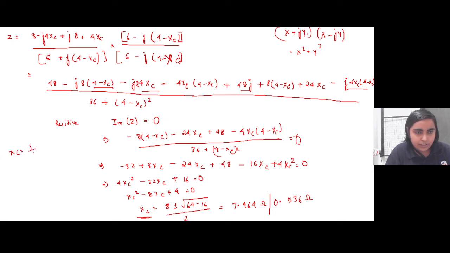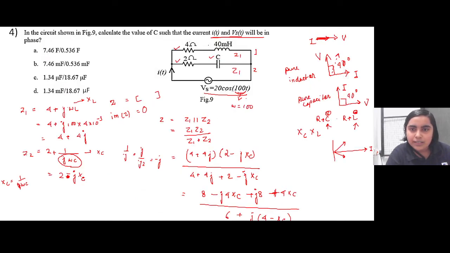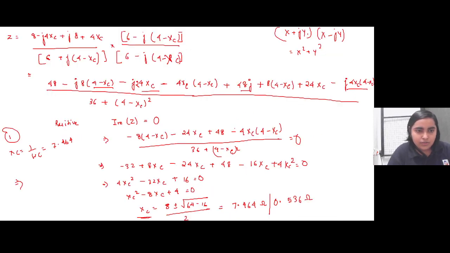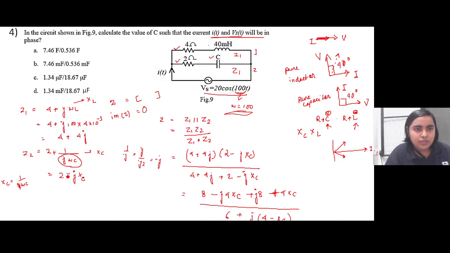So xc is equal to 1 by omega c. Let us consider the first case where it is 7.464. Now what is the value of omega? Here omega is equal to 100, right? This is in the question. So C will be equal to 1 by Xc into omega, that is 1 by 7.464 into 100. This comes out to be 1.339 into 10 to the power minus 3 farad, or 1.339 millifarad. So 1.339 can be equated to 1.34. So among the options, this has this answer.